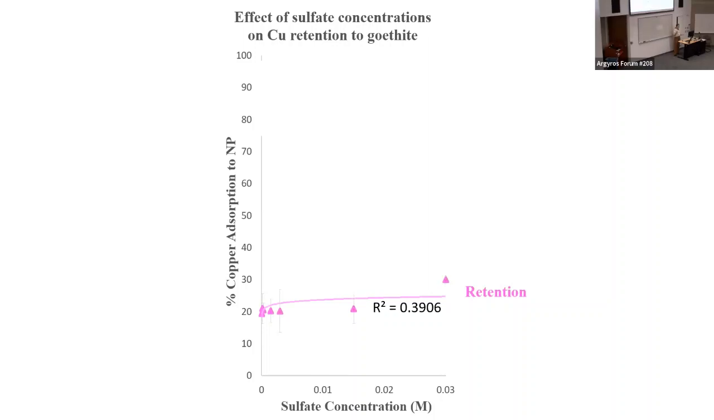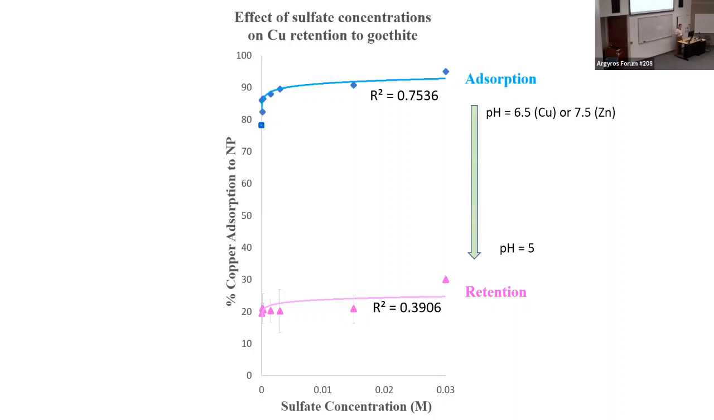And then right here, this is going to be the retention. This is basically when we decrease that pH to 5, how much of the copper stays on those nanoparticles. In this case, about 20% stayed on. And you can see this difference between these curves. When we decrease that pH, we see a big decrease in the amount of copper adsorbed to the samples.